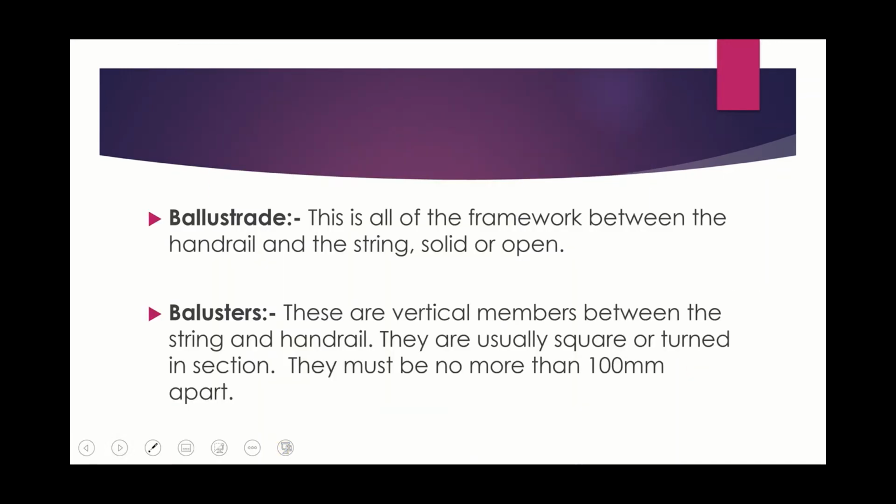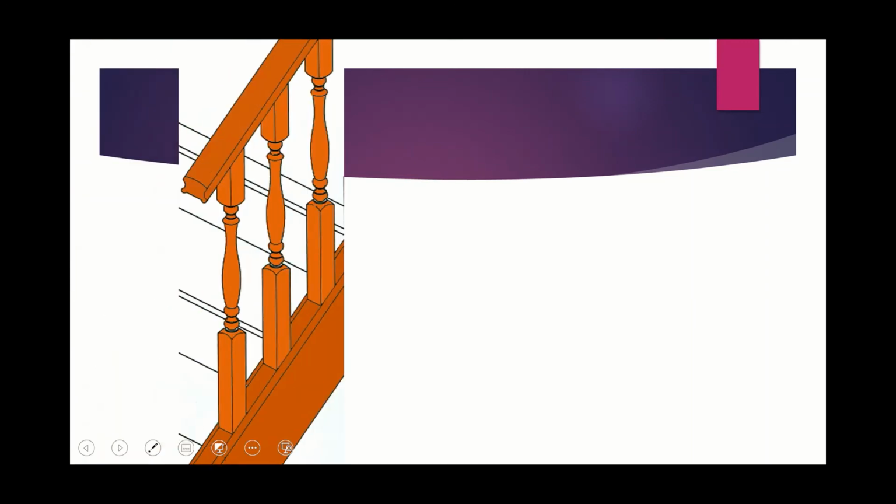The balustrade and the balusters, let's explain these. The balustrade, this is all of the framework between the handrail and the string, solid or open. Balusters, these are vertical members between the string and handrail. They are usually square or turned in section. They must be no more than 100 millimeters apart. Again, diagrams will help us explain this.